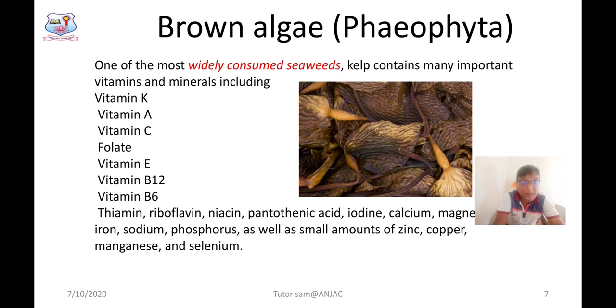They also contain sodium, phosphorus, zinc, copper, manganese, as well as selenium. See, a huge profile of nutrients is in algae. If we practice having algae as our food, it is a very good protein supplement. We will be protected from a protein deficiency disease called kwashiorkor, right?